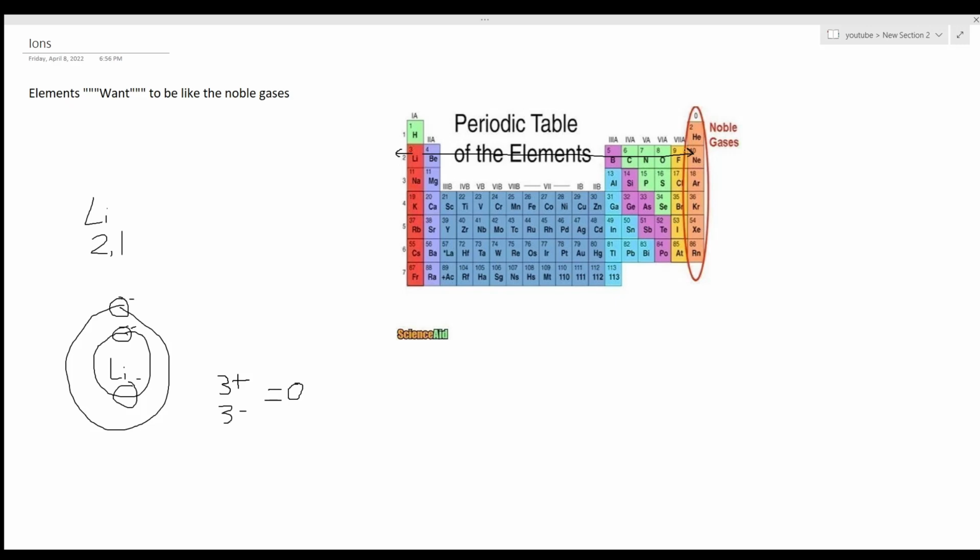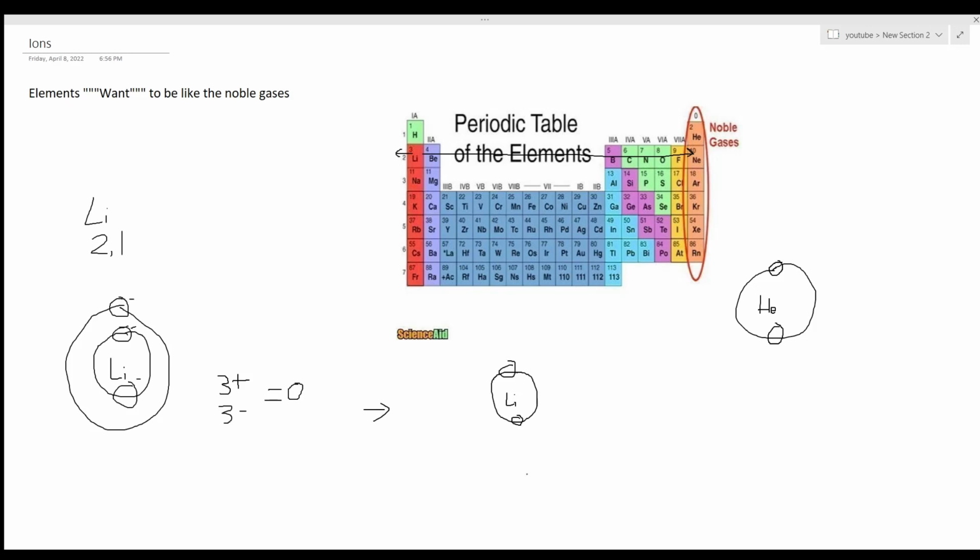So what's it going to do? It's going to try and be like helium. So let's have a little look at what helium looks like. Helium has just got 2 electrons in its first shell, and that's all it's got. Now, that looks very similar to lithium. So how can lithium become like helium? It can lose the first electron on its outer shell. So what's going to happen is we're going to get lithium with just that and that.